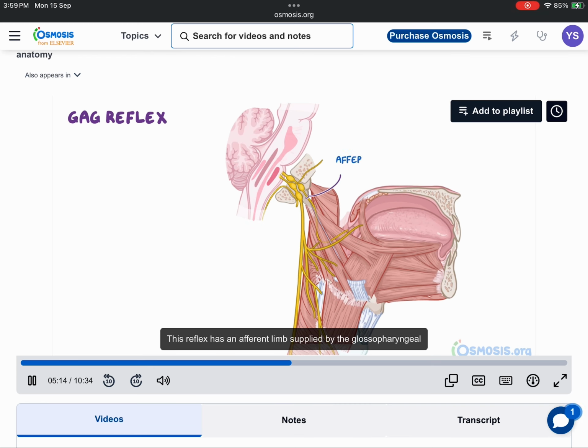This reflex has an afferent limb supplied by the glossopharyngeal nerve and an efferent limb supplied by the vagus nerve.